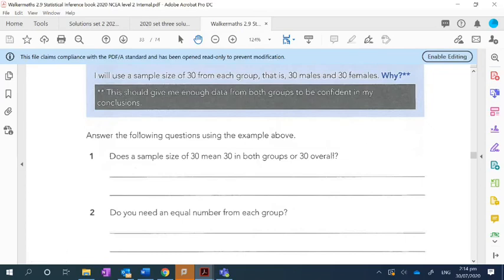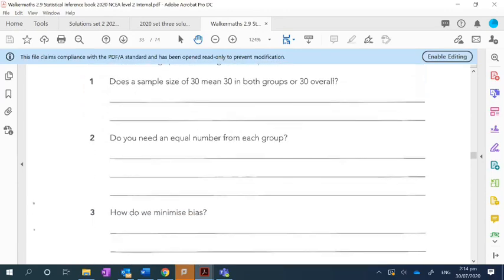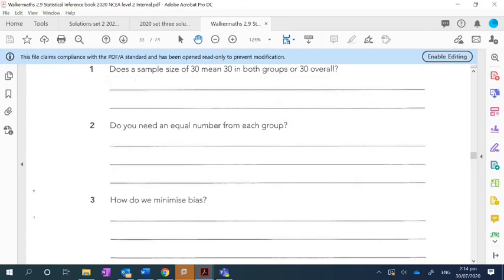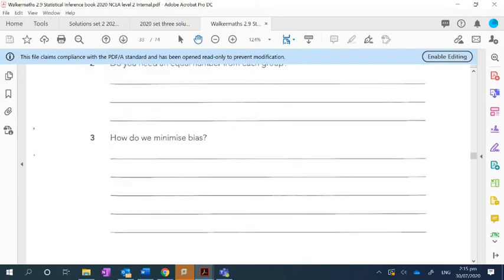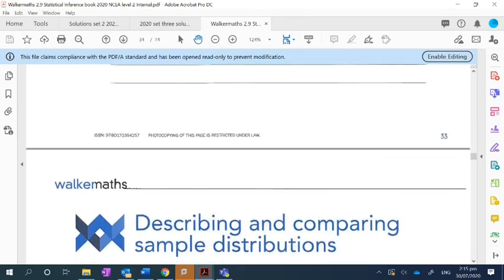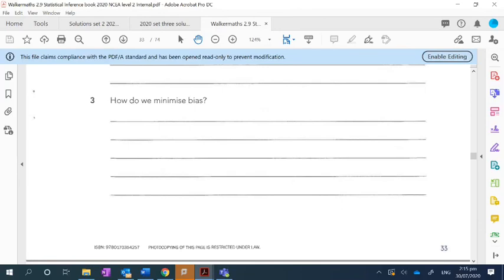Now it can be slightly off. This is not an absolute. If you had 29 and 30, it's not going to ruin your survey. But really, you should pick the same number. How do you think you could minimize bias when you're selecting your data? Any solution? Make it as random as possible. There you go. That is exactly what you need to do. You need to make your sample as random as possible to eliminate bias. Perfect answer. Okay?